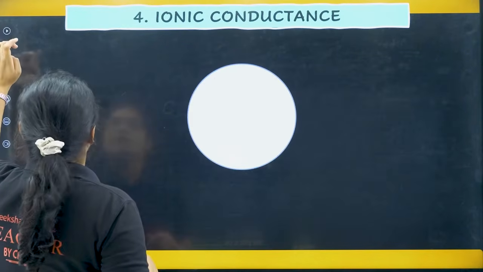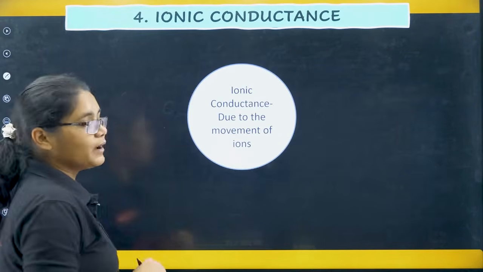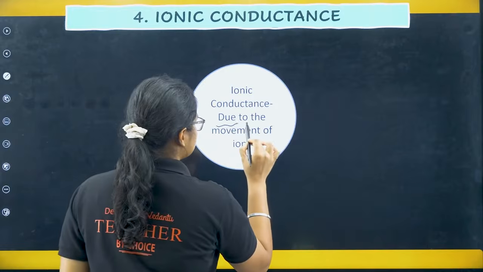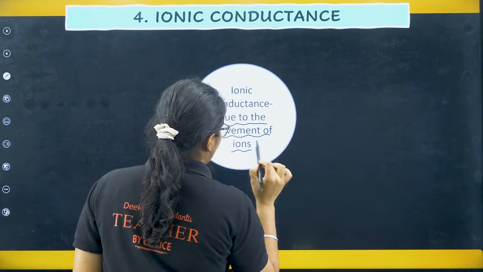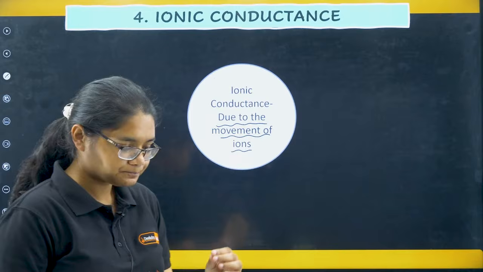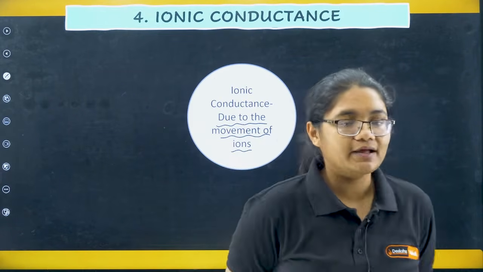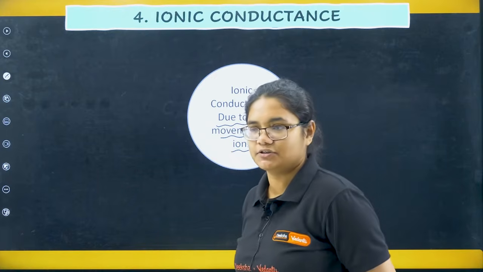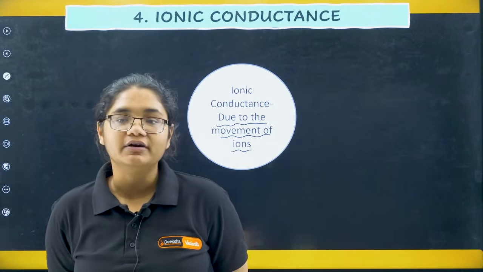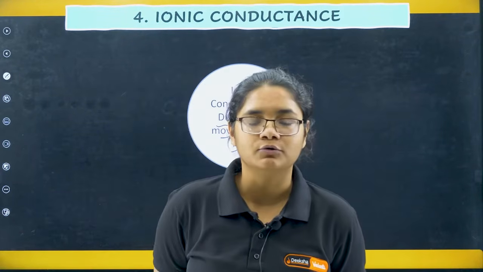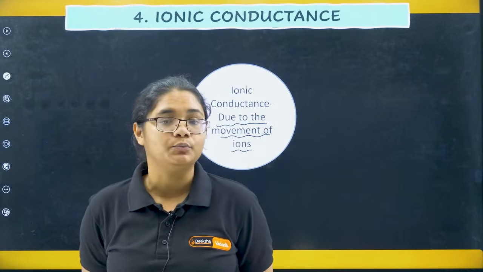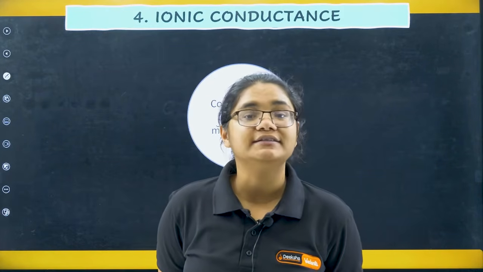Next we will talk about ionic conductance. Why is there ionic conductance? This is due to the movement of ions. Very important. You might have heard this precaution that you should never touch your switchboards or electrical appliances with wet hands. What is the reason for that?